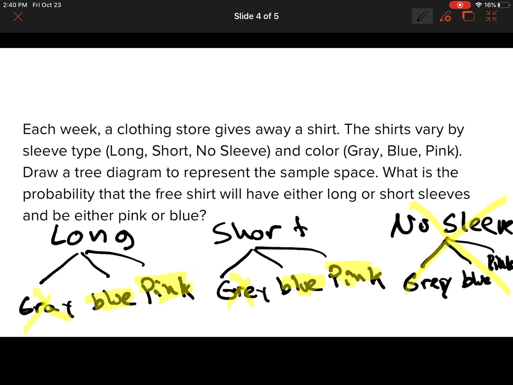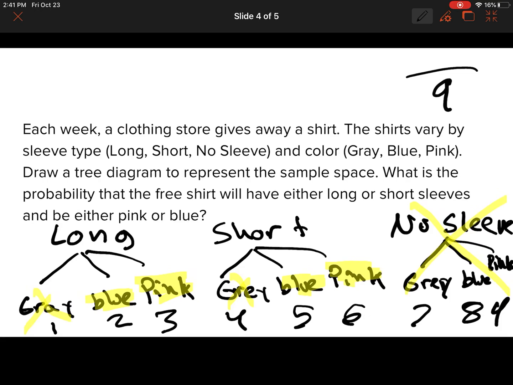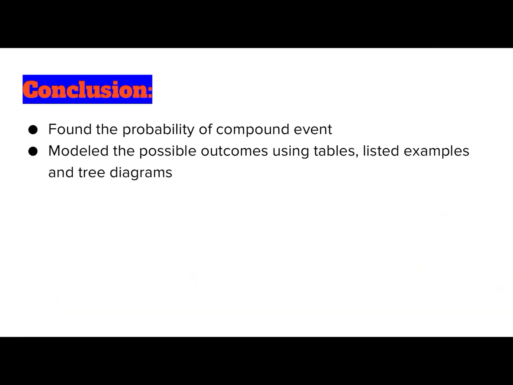Alright, so let's find our probability. How many total outcomes did we have? Well, we had 3 of each, right? 1, 2, 3, 4, 5, 6, 7, 8, 9. So our denominator, or our total number of outcomes, is going to be 9. Now, how many of these were favorable? Well, it was the blue and the pink of the long and the blue and the pink of the short. So that was 4 favorable outcomes. Or we have a 4 in 9 chance of having a long or short sleeve shirt with either pink or blue.